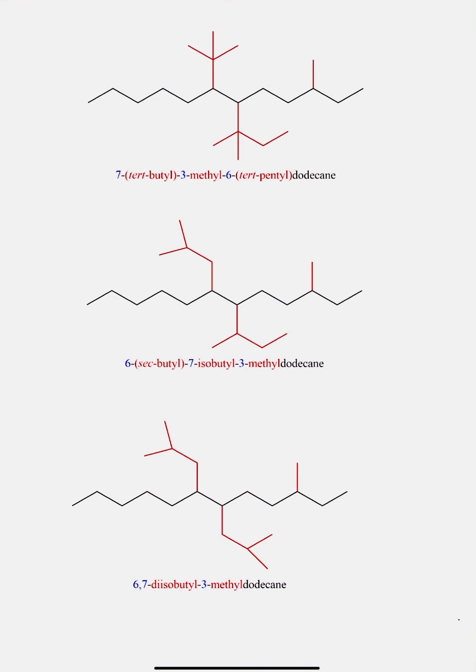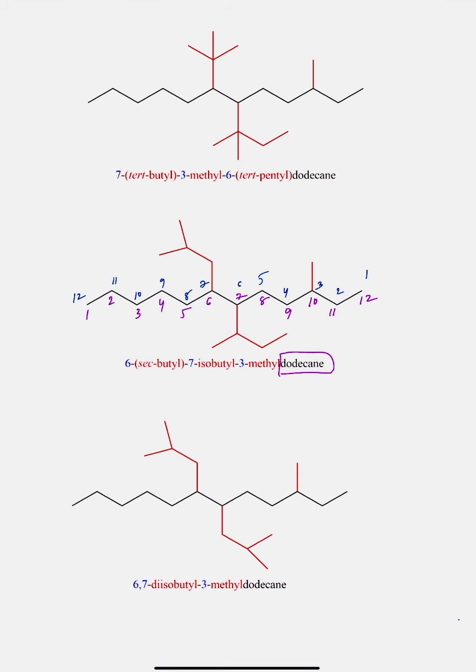In the next structure, if you see, the longest chain is this black chain again, because obviously you cannot see any chain that is longer than this. So if I number this 1, 2, 3, 4, 5, 6, 7, 8, 9, 10, 11, 12. So it has 12 carbons, that's why it's dodecane. And is this purple number incorrect? Or should I number from the other side? Let's check. 1, 2, 3, 4, 5, 6, 7, 8, 9, 10, 11, and 12.